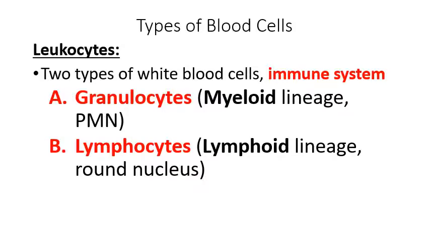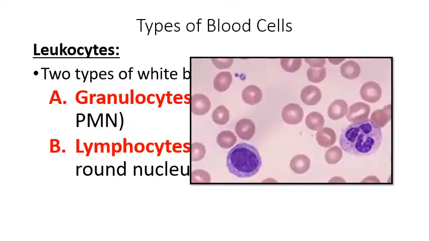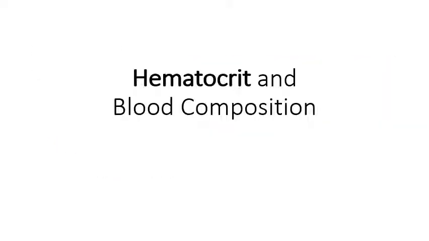All right, so we have two types of white blood cells. One of them, the granulocytes, belongs to the myeloid lineage, and the other is the lymphoid cells, the B and T cells, that belong to the lymphoid lineage. All right, so we've seen what they look like.